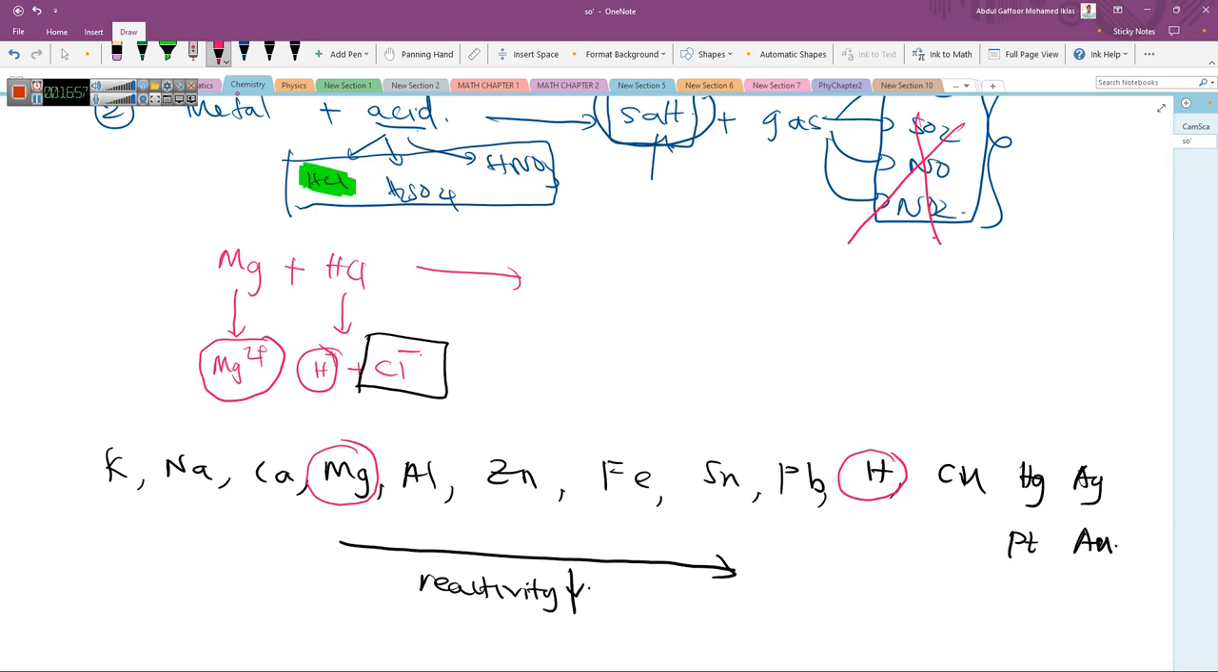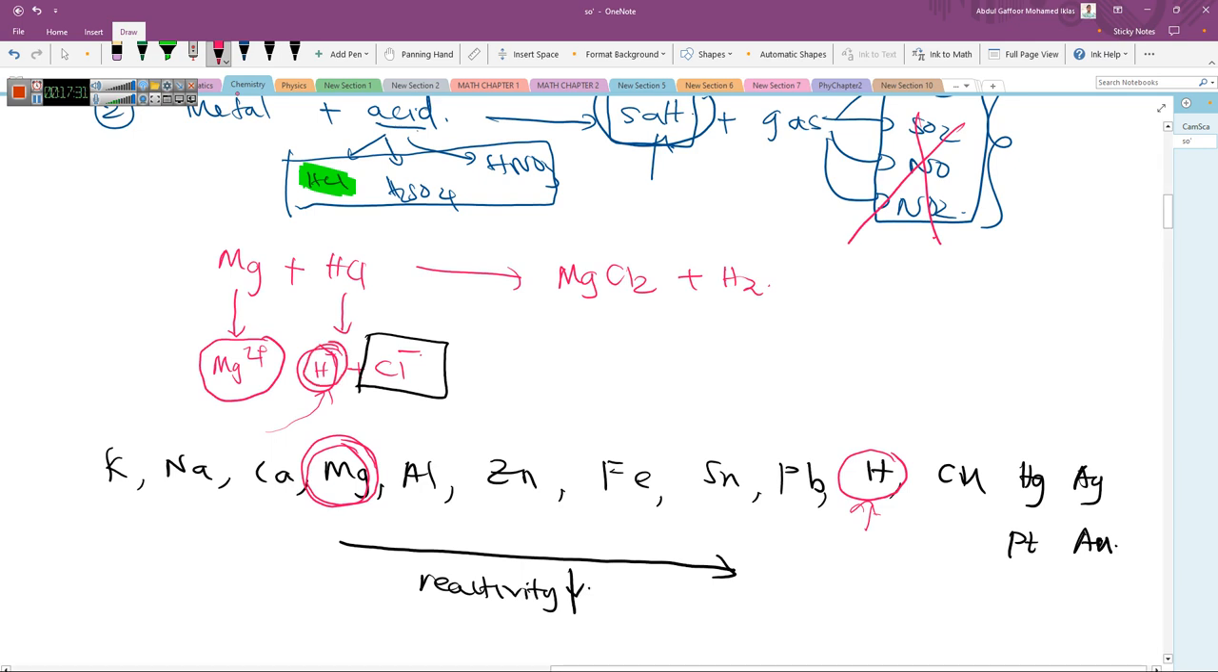So what will happen is this magnesium 2+ will replace this H+ and join with Cl-. This magnesium 2+ is a stronger guy, but H+ is a weaker guy, and the weaker guy is attached to the anion. So if a strong guy comes into the system, he will kick away this H+ and join with Cl-. So we will have magnesium chloride and H2 gas.